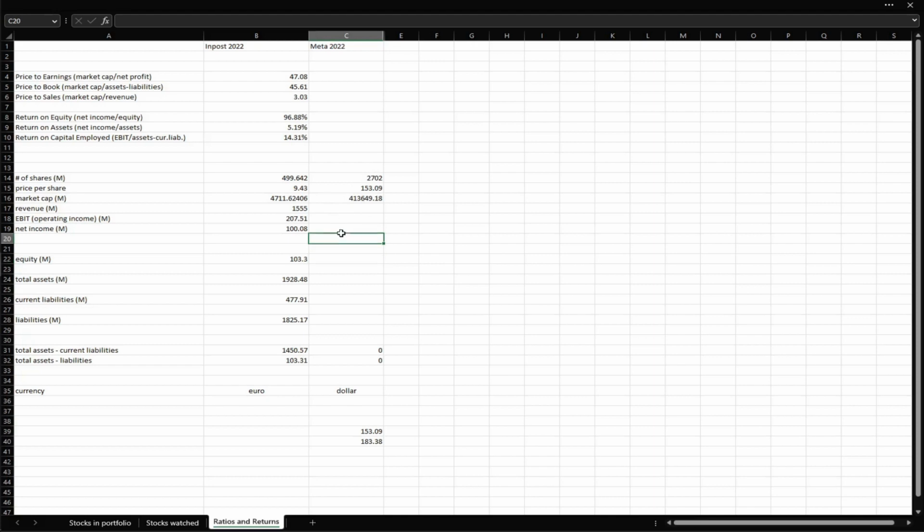So let's fill in all those indicators and returns. We will need revenue, operating income, or EBIT for short, net income, equity, total assets, current liabilities, and then Excel formula will calculate the difference between total assets and current liabilities, and total assets and liabilities right here. So let's get to it.